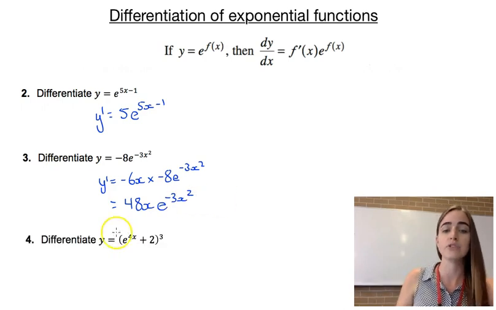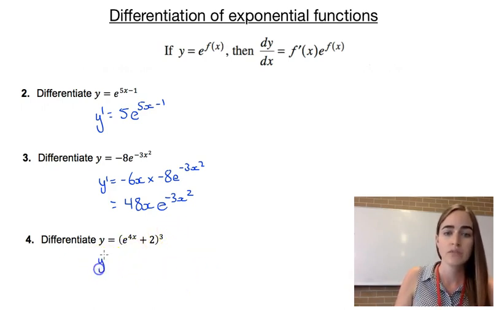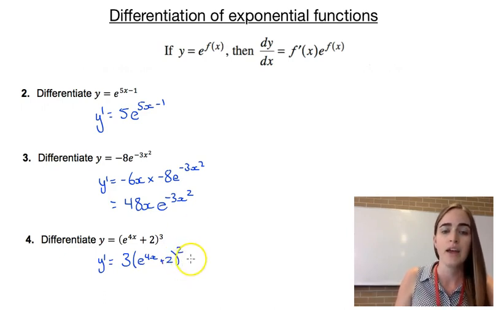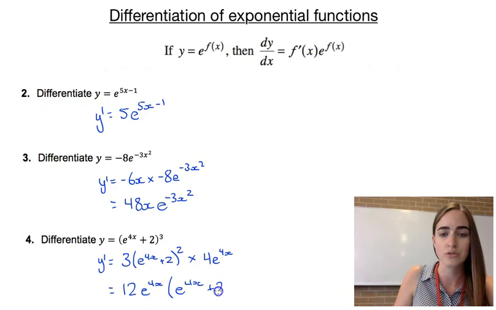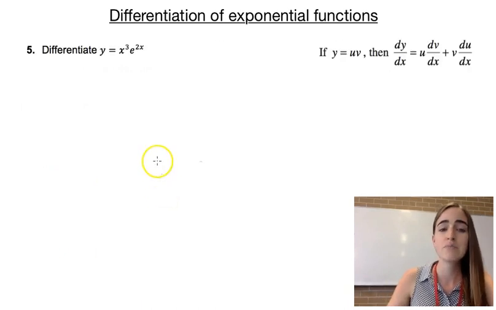Our next question's a bit different. We've got y equals e to the 4x plus 2 all to the power of 3. So in this one, we're going to multiply everything by 3, so bring that power out the front. We've got e to the power of 4x plus 2, so the inside stays the same, but we reduce that power by 1. And then we're going to multiply it by the derivative of the inside, which would be 4e to the power of 4x. So simplifying that down, we'd have 12e to the power of 4x outside of e to the power of 4x plus 2 squared.